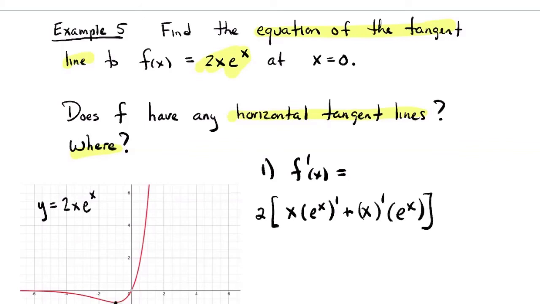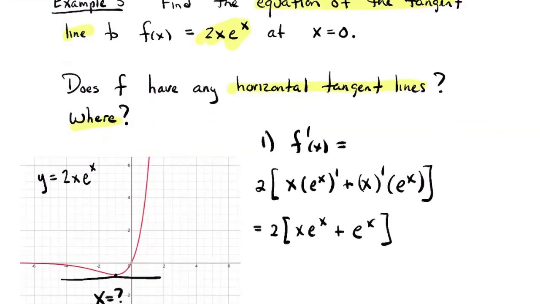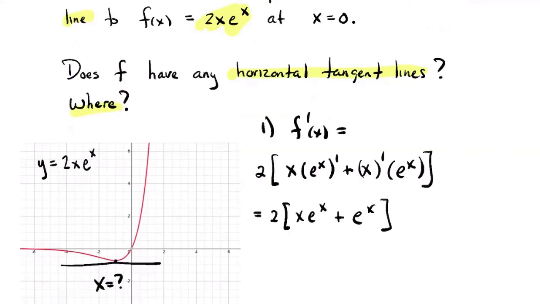Yeah? So if we put that information in, that's 2, doing the derivatives, I mean, that's x times e to the x. Derivative of x is 1. So we get 2 times the quantity, x times e to the x plus e to the x. Yeah? And we want the tangent line at x equals 0. So we want to compute f prime of 0.